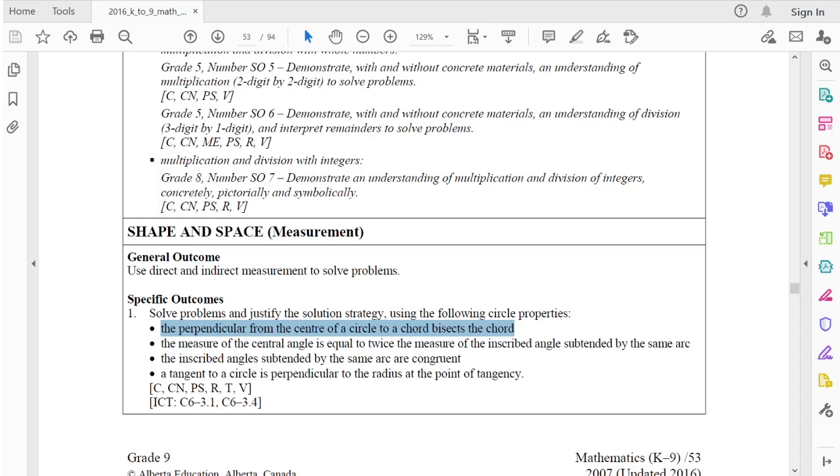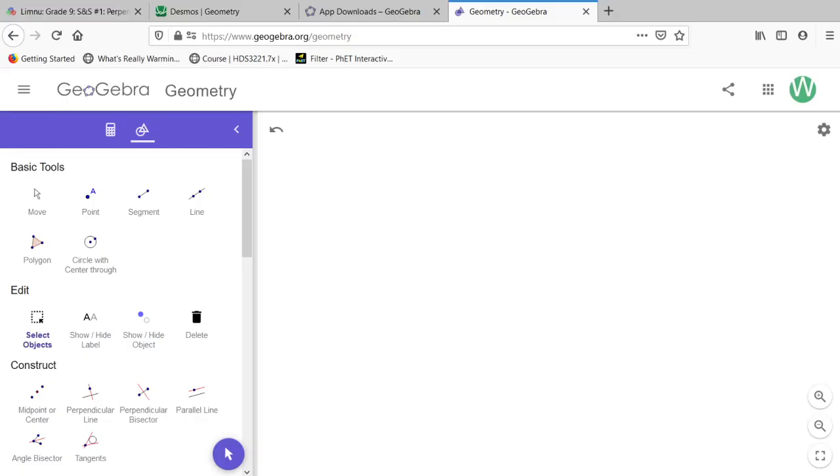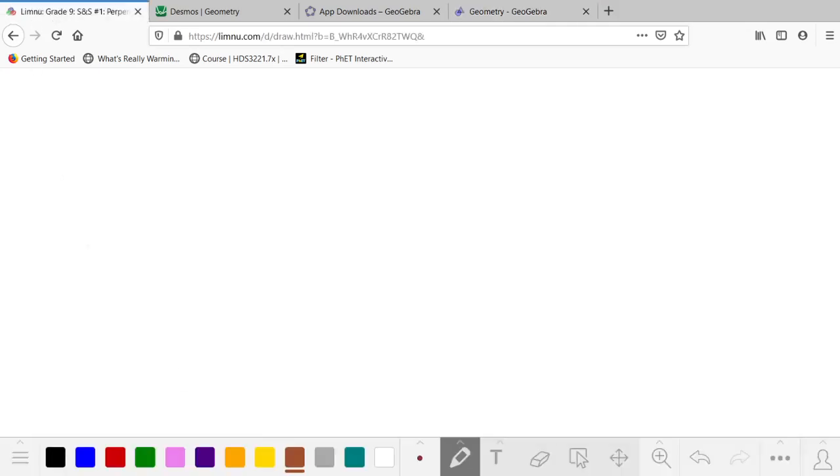The perpendicular from the center of a circle to a chord bisects the chord. This is what we are going to prove today. Before we can do that in a reasonable manner, we need to define our terms.